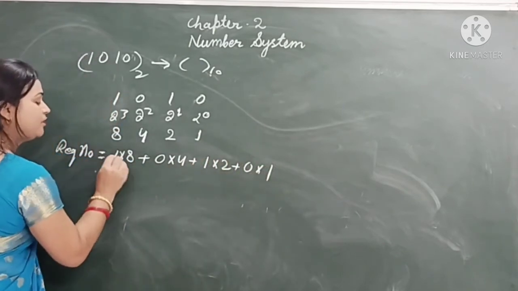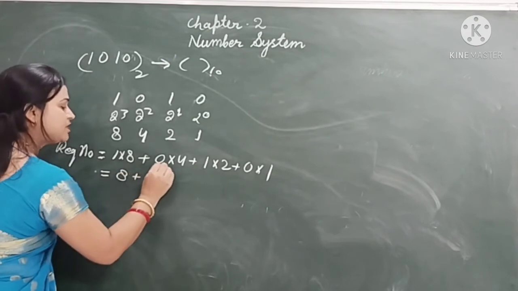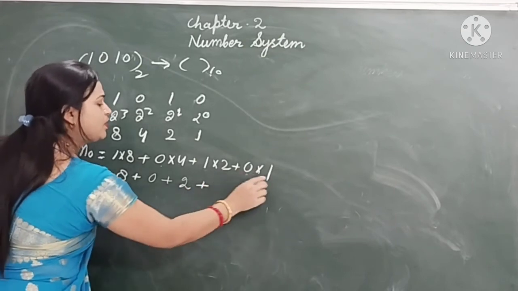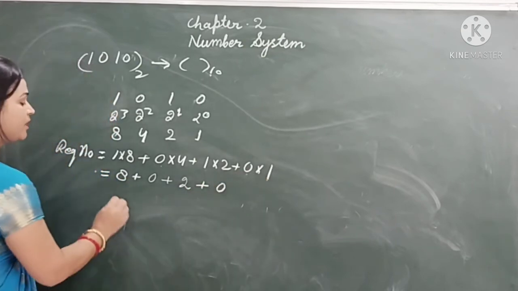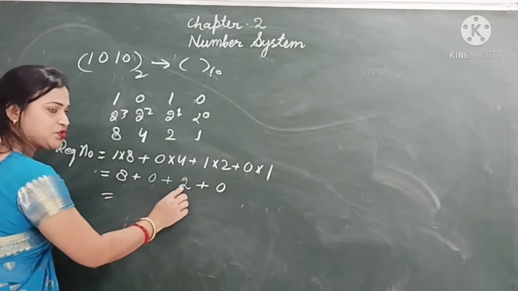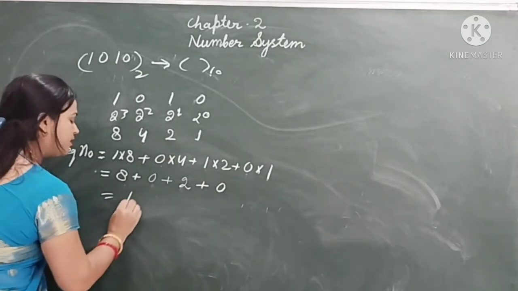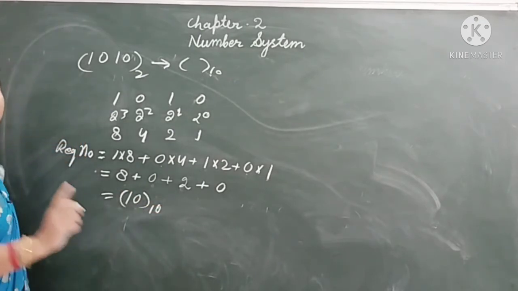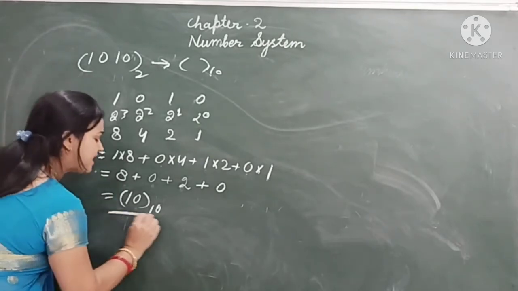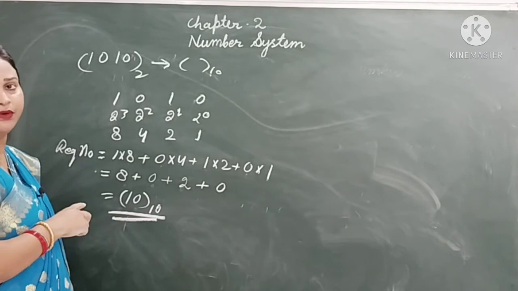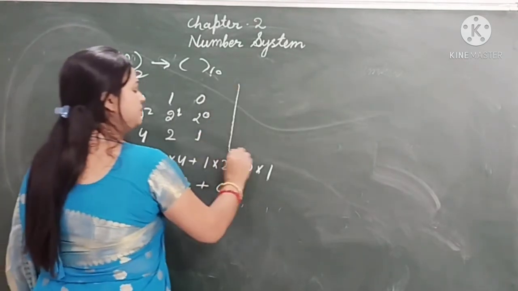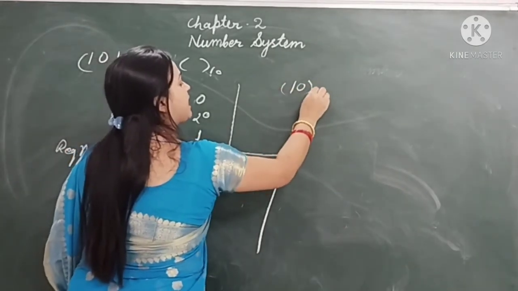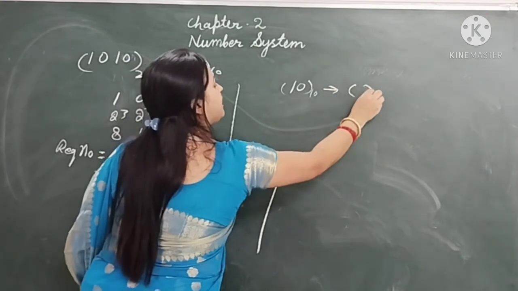So this is equal to 1 into 8, 8, plus 0 into 4, 0, plus 1 into 2, plus 0 into 1, 0. Okay. 8 plus 0, 8, plus 2, 10, plus 0, 10. So the equivalent decimal number is 10 base 10. Further we have to convert this decimal number into a binary number. Okay. Let's see what happens. We have to convert 10 base 10 into its binary equivalent, right?